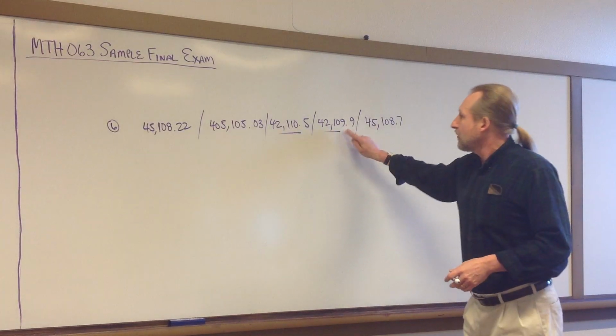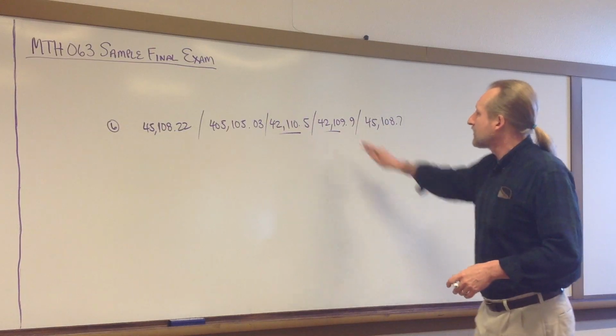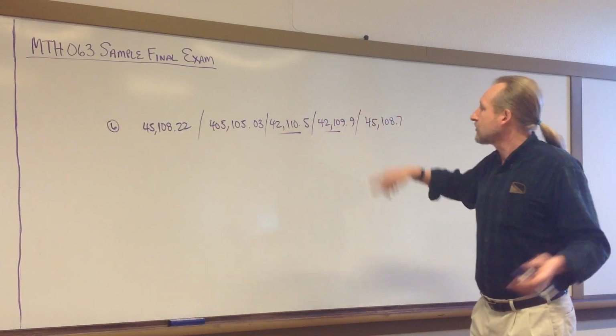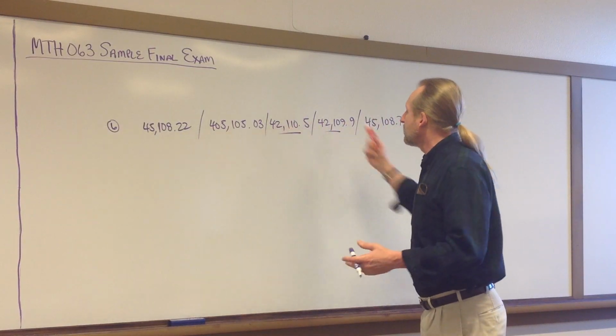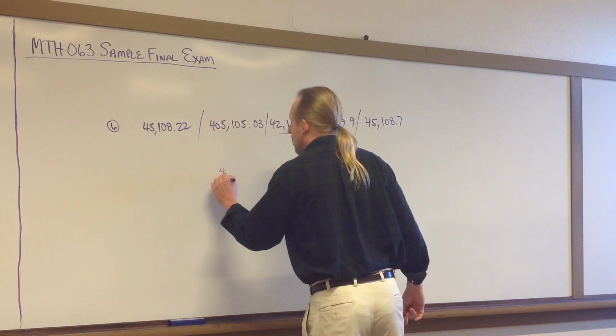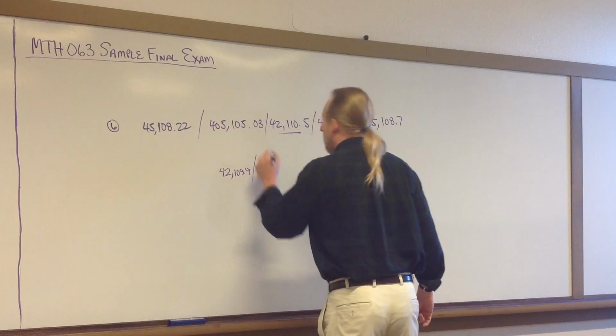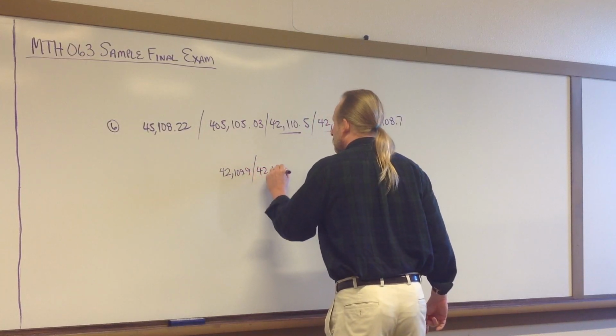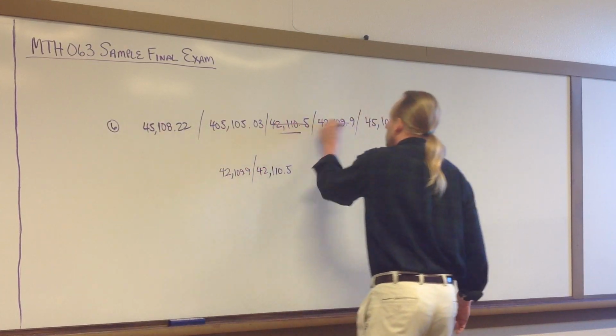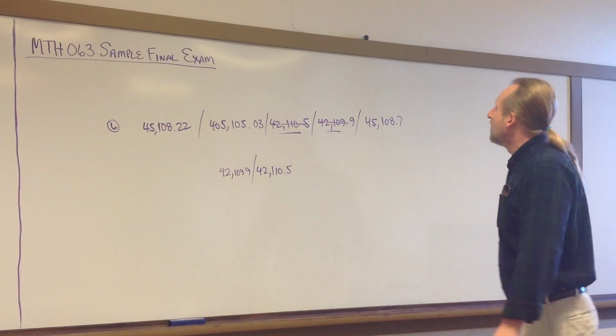But anyway, this one's smaller than this one, right? Because this is 109, this is 100, this is 110. And they're both 42,000. So, smallest one, 42,109.9, and then 42,110.5, and that takes care of those two.